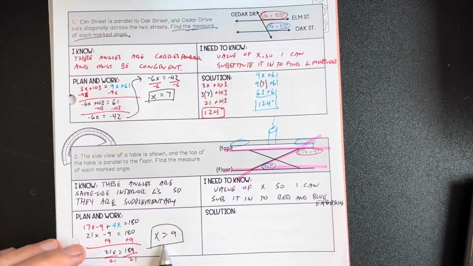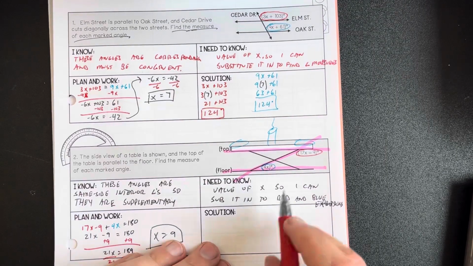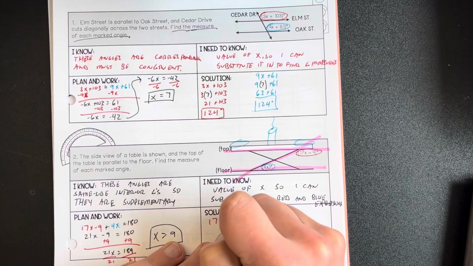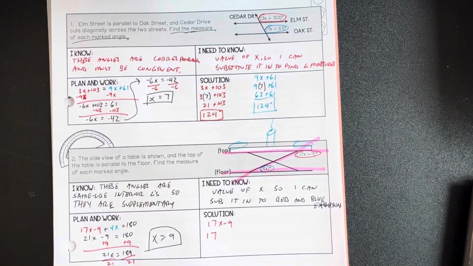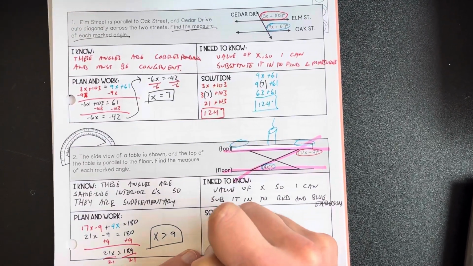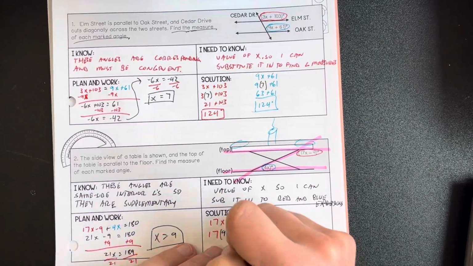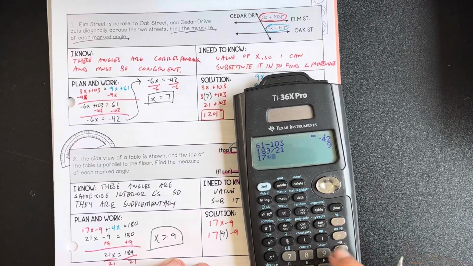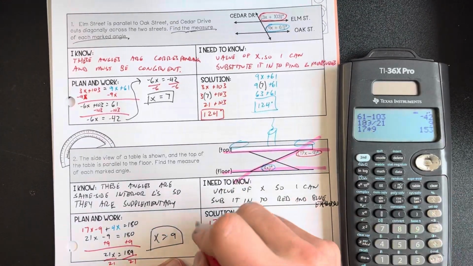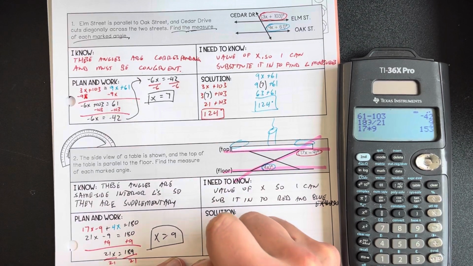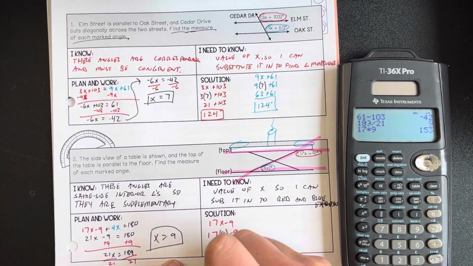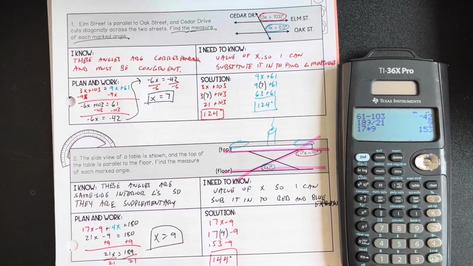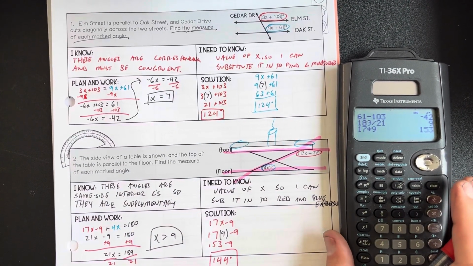We found the value of x. So just like before, red expression here, 17x minus 9 is 17 times 9 minus 9. Well, 17 times 9, again, I don't know. 17 times 9 is 153. 153 minus 9 is 144 degrees. So far, I'm claiming that red angle is 144 degrees.